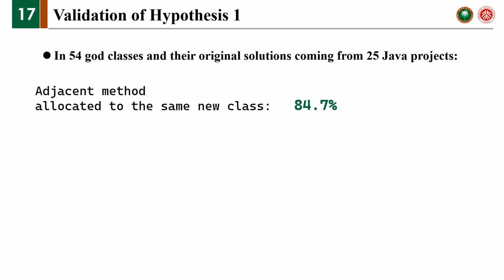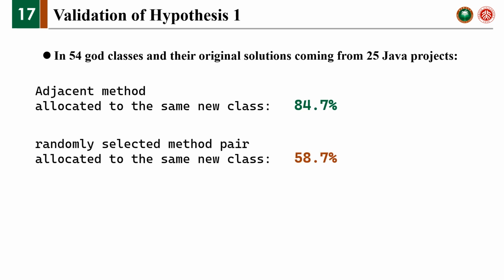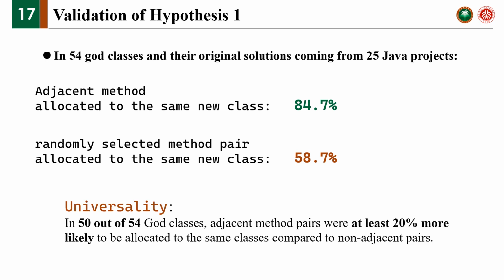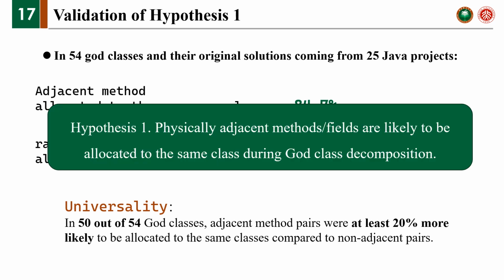Up to 85% of adjacent methods are allocated into the same new class, while the number falls to 59% for randomly selected method pairs. In 50 out of 54 God classes, adjacent method pairs were at least 20% more likely to be allocated to the same classes. This leads to the conclusion of hypothesis 1. Physically adjacent methods or fields are likely to be allocated to the same class during God class decomposition.